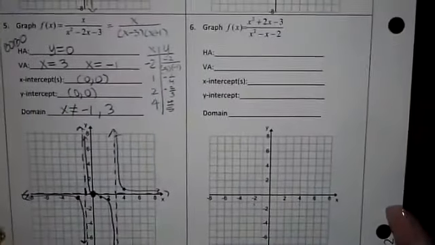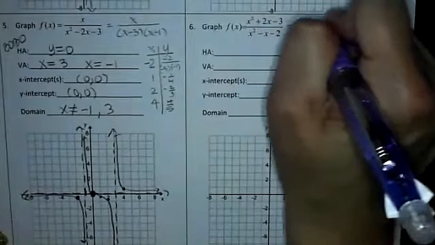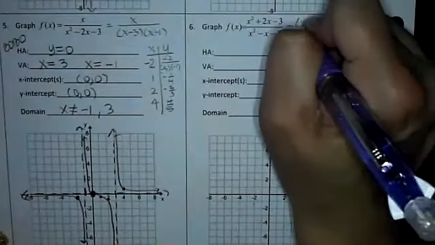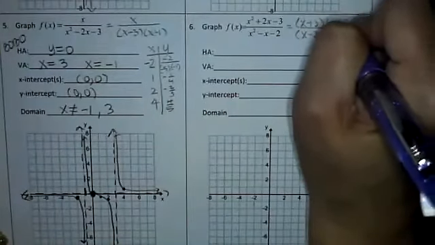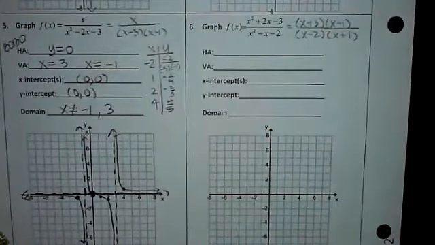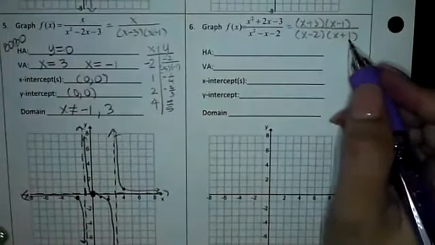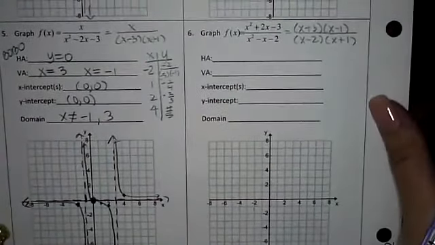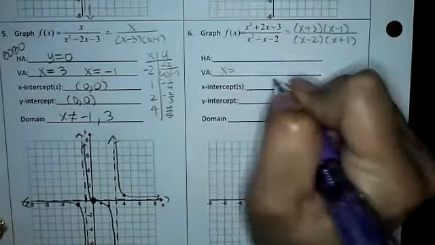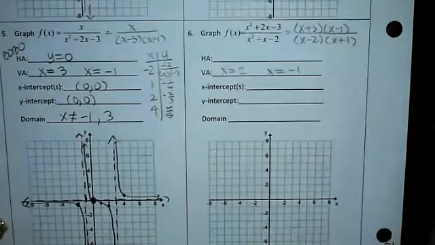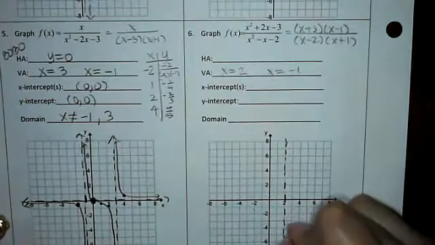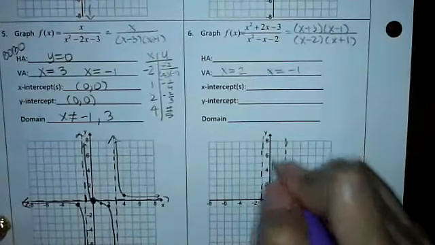All right, we'll try one more harder one. It's not that hard. We've got x plus 3, x minus 1 here, and then x minus 2, x plus 1. None of those are the same factors, so nothing is going to cancel out. Now we're looking for our vertical asymptotes. What makes our denominator 0 is 2 and -1. So I'm going to graph those, 2 and -1.